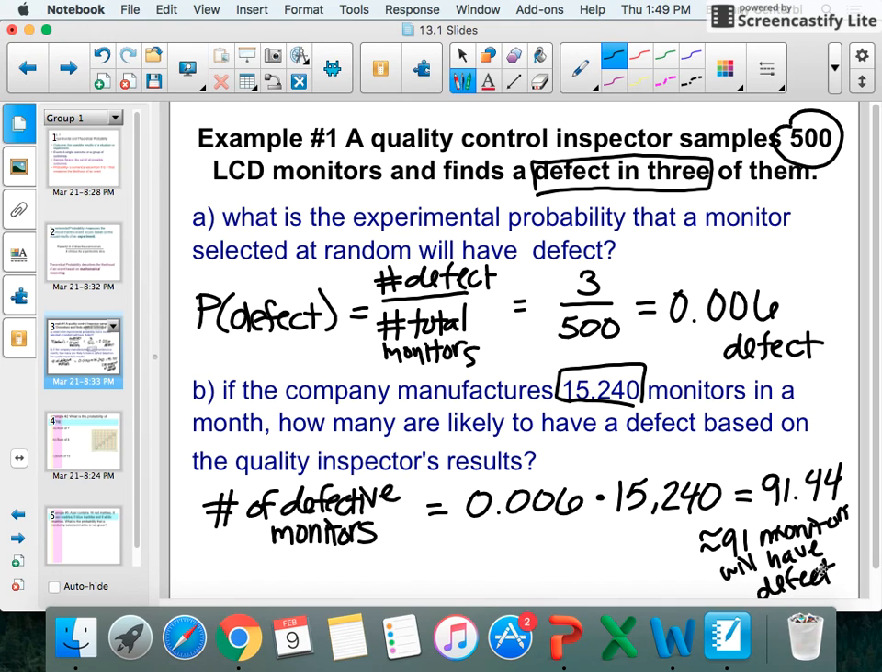So first you use your experimental probability to figure out your decimal, and then you use that for your theoretical probability if they give you a different number. So we notice it went from 500 to 15,000. So that means that our numbers had to change for how many were defective.